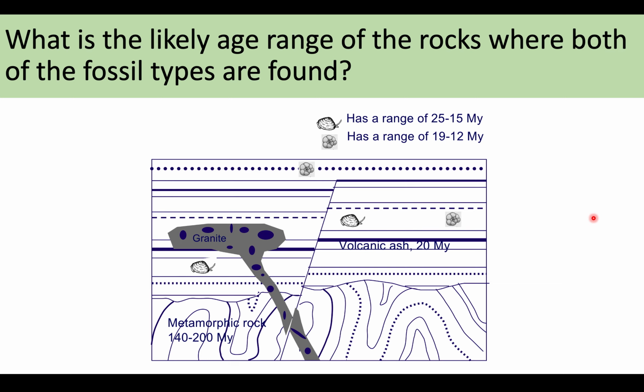So you have to look at where they would overlap. Where these overlap would be between 15 million years and 19 million years. So it can't be 25 because this fossil is only found up to 19 million years. And it can't be 12 because this fossil is only found up to 15 million years ago. So here we would expect this layer to be between 19 and 15 million years old.